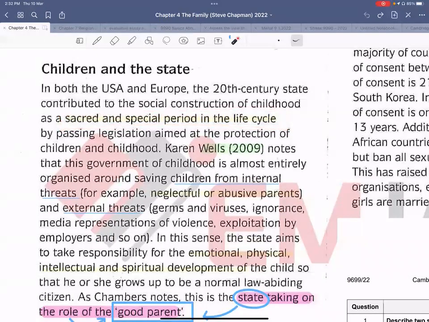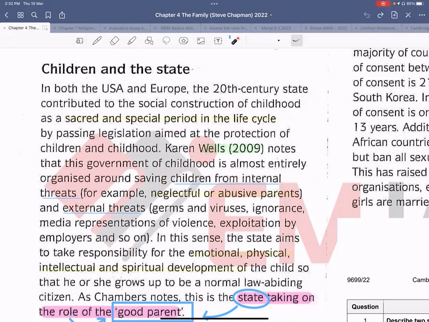According to Wells in 2009, this government of childhood is almost entirely organized around saving children from internal threats and external threats. Internal threats such as neglectful parenthood, abusive parenthood; external threats such as germs, viruses, ignorance and media representation.